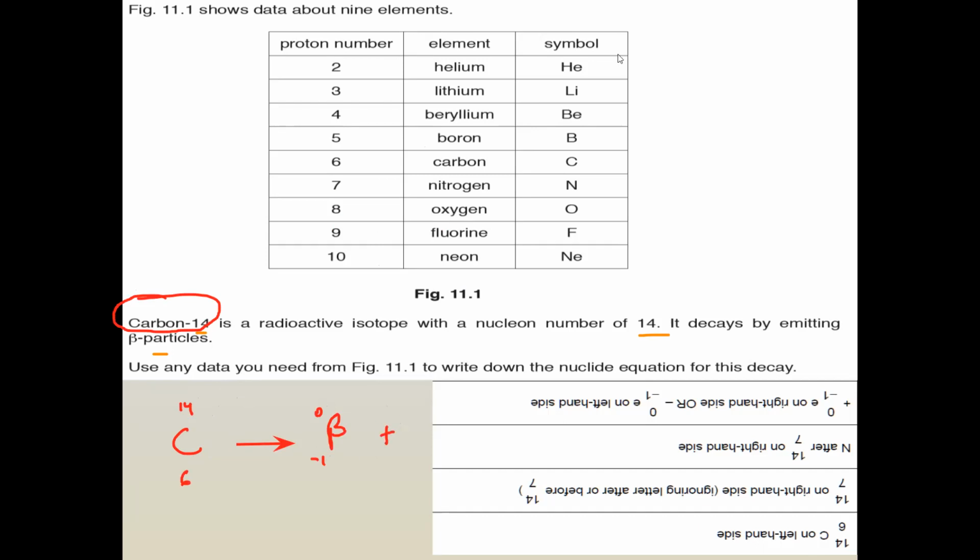Whenever there is a beta emission, what happens to the nucleon number? There will be no change. And what happens to the proton number? It increases by 1. So the nucleon number will remain 14, and the atomic number increases by 1, so 6 plus 1 becomes 7. Which element has proton number 7? That is nitrogen. So this will turn out to be a nitrogen atom.